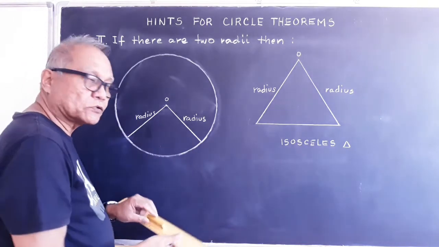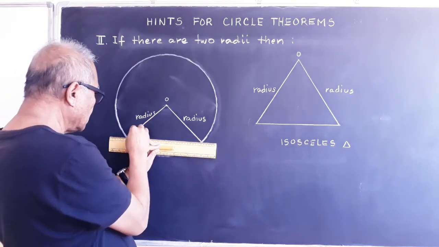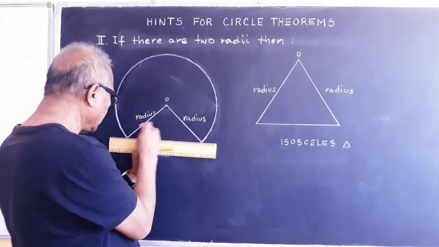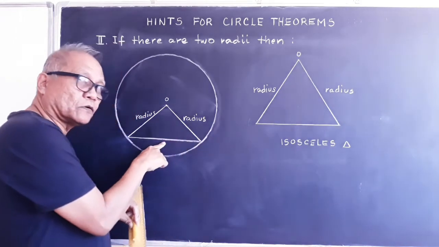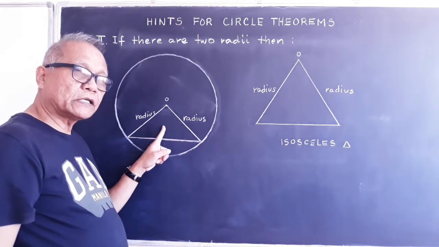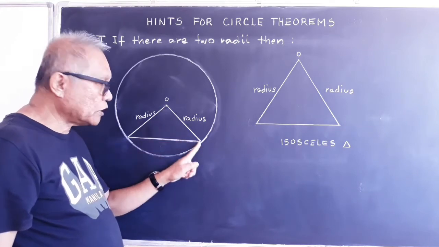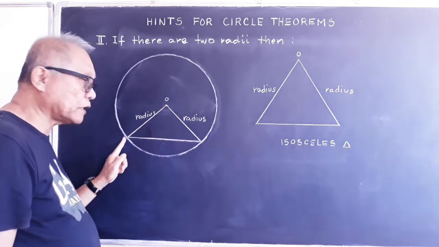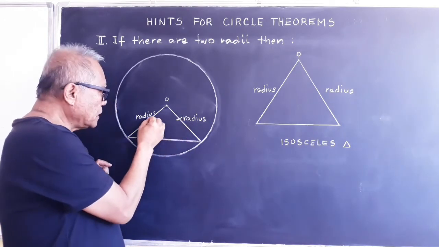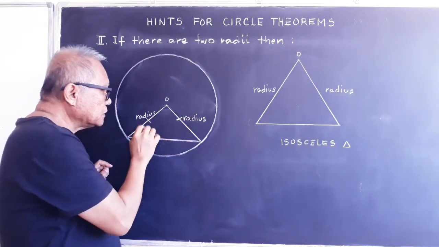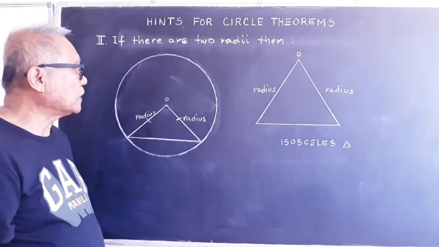So I'm going to draw now a chord from the ends of the two radii here. And this one is a chord. So you will see here that we have an isosceles triangle. The radius here is equal to the radius on the other side. So by a symbol, we'll put a mark here signifying that these two radii are equal.